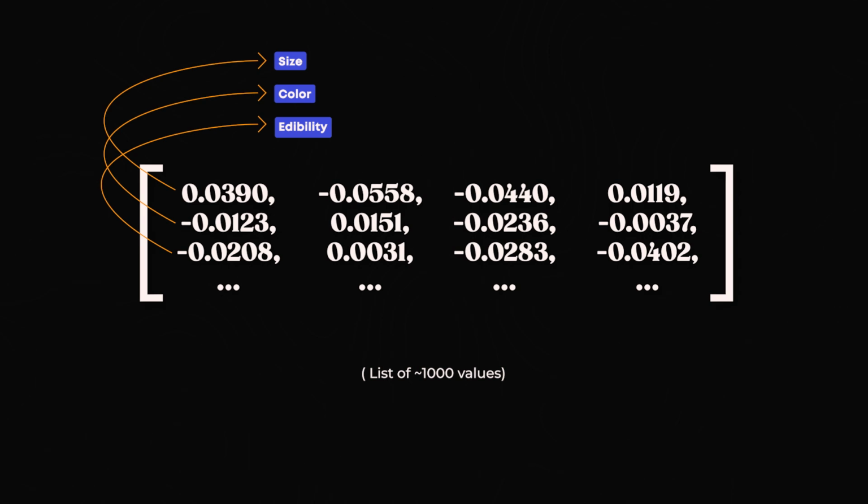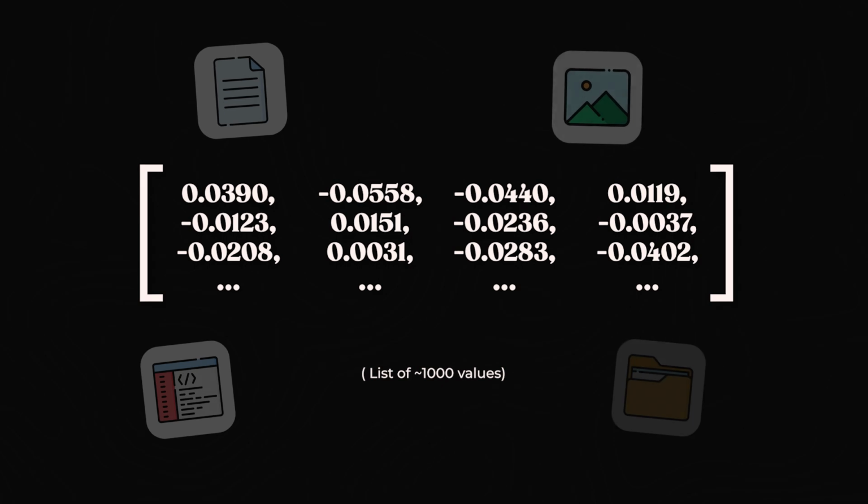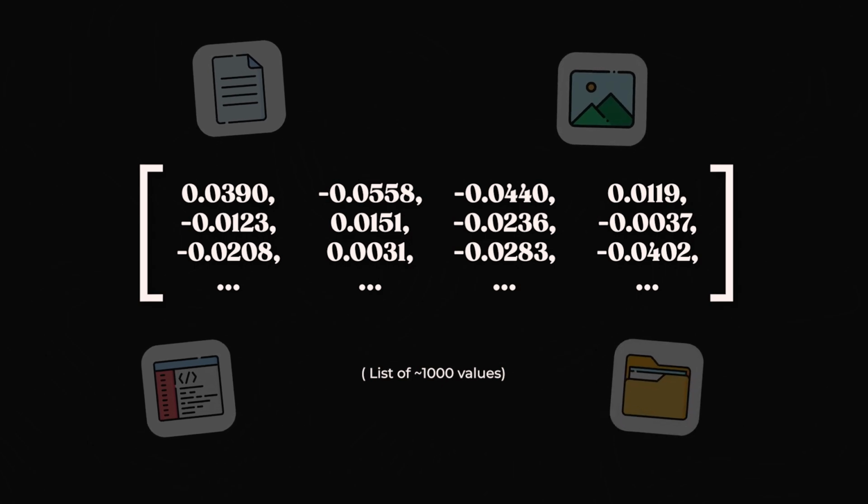Just various attributes that the embedding model learns by itself to represent our world with just 1 or 2,000 numerical values. This is done for each token, which is a piece of text, part of code, part of an image or whatever, transformed into this list of numbers.